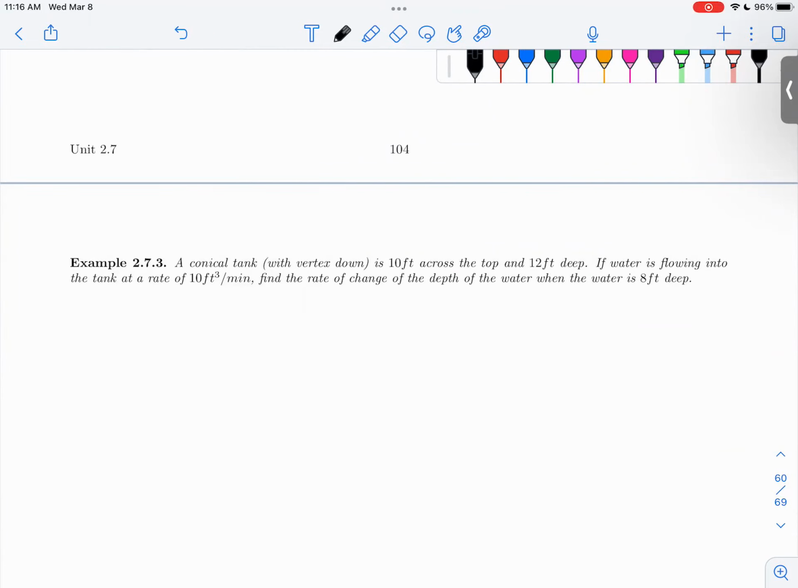This is everyone's favorite, the tank problem. We're not going to have enough time. We have 3 minutes, so we'll call it good for today. We'll pick up on Monday after spring break with this problem and go from there.